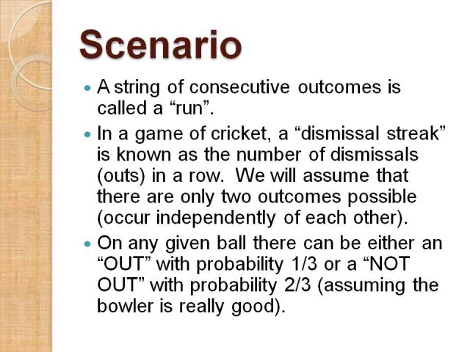The question I'm taking is inspired from chapter 3, question 31 from the textbook. So here's the scenario. In a game of cricket, a dismissal streak is known as the number of dismissals in a row. We will assume that there are only two outcomes possible. So a person can either be out or not out, and he can be out with a probability of 1/3 or not out with a probability of 2/3.